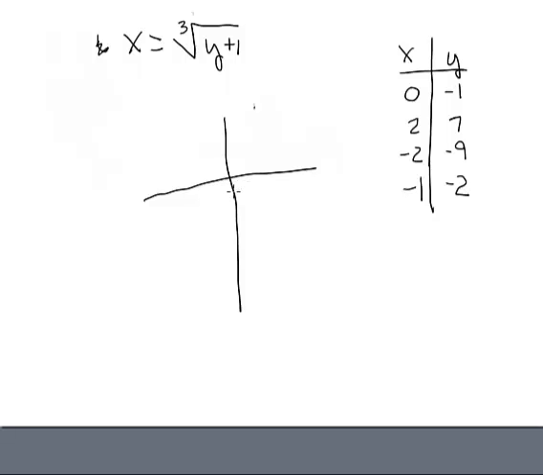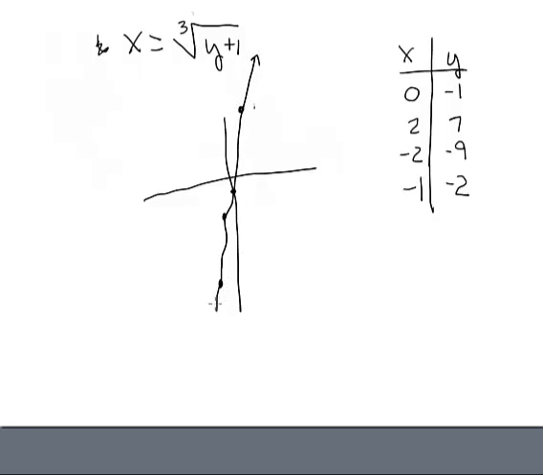0, negative 1, 2, 7, negative 2, negative 9, negative 1, negative 2. Okay, so you can see the graph is kind of starting down here, going through this point, and then it goes up to this point, and then on up to this point and beyond.